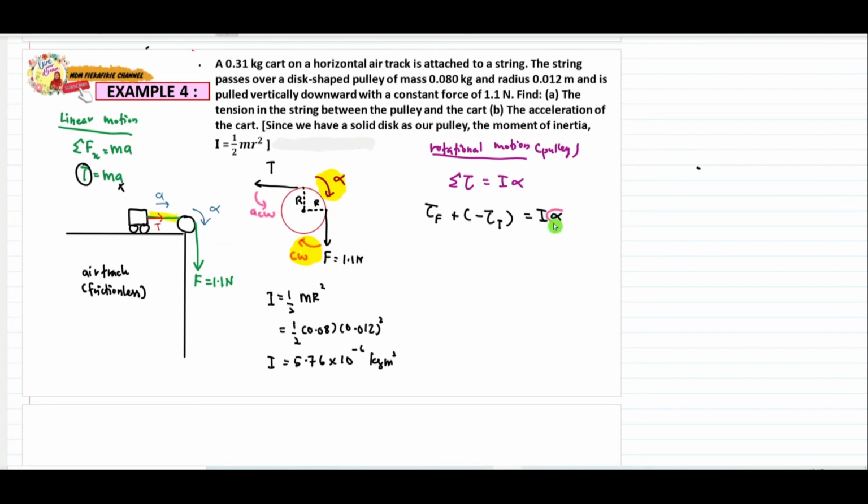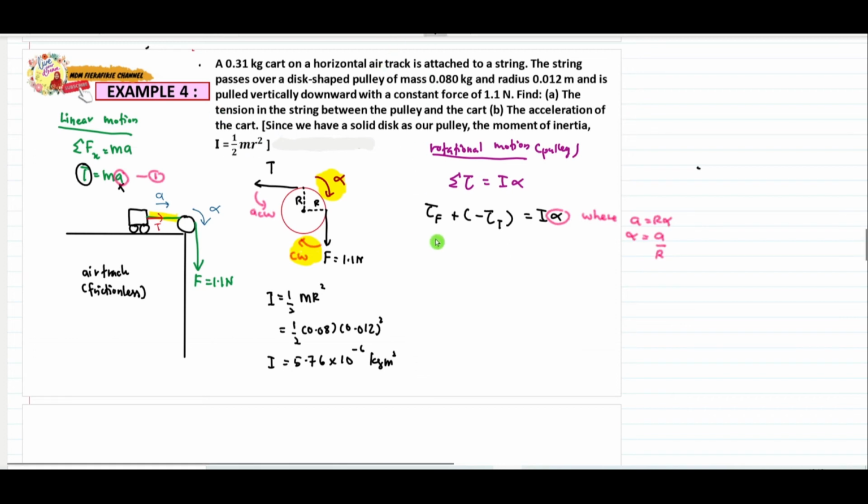Here, we can change alpha to A over R, since we know that A is equal to R alpha, so alpha is equal to A over R. We can change it first, because we want to eliminate the unknown alpha, so that in equation number 1 we have A, and equation number 2 is also in terms of T and A only. We don't want alpha, A and T together.